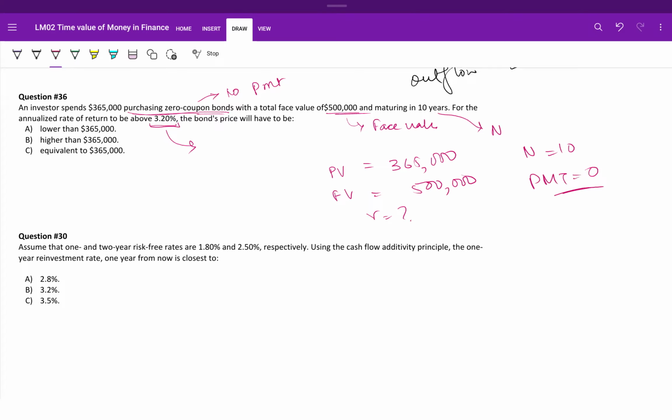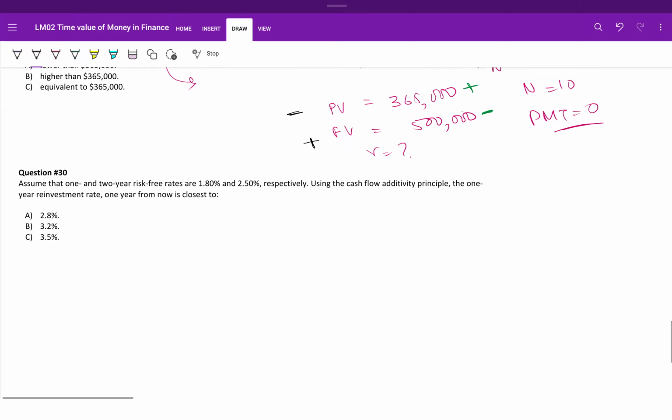Once you plug in all these numbers, just be cautious: if future value is a positive number, then plug in present value as a negative number, with a negative sign. Okay.